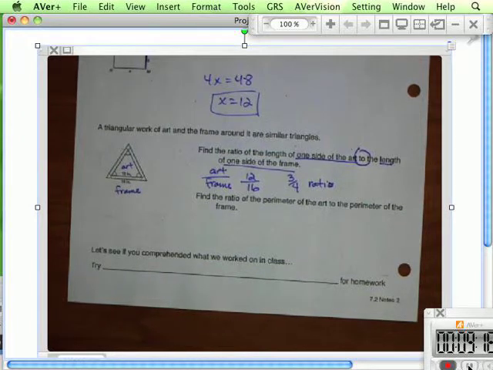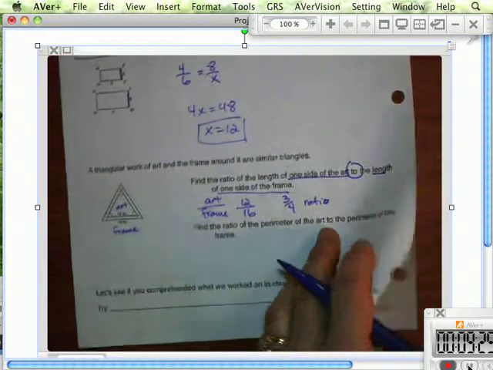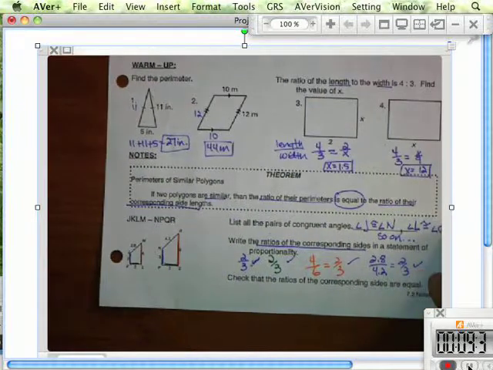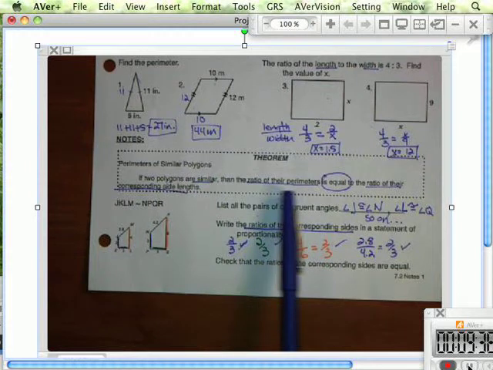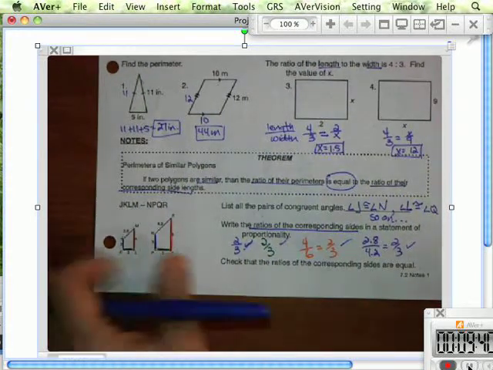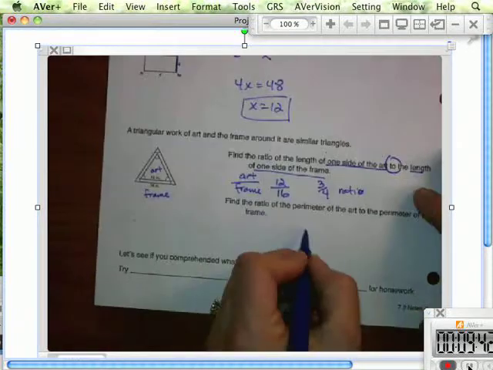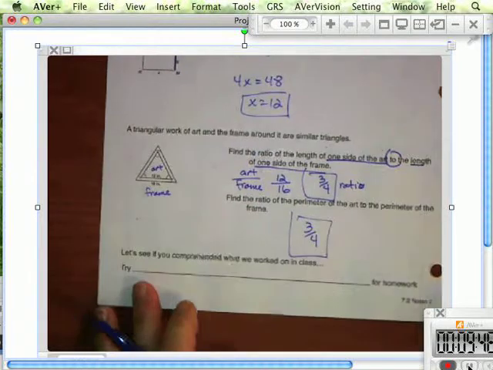Oh, wait a minute. Find the ratio of the perimeter of the art to the perimeter of the frame. Huh? What? Wait a minute. How do I do that? I do that based on the theorem. What did the theorem say? If the two polygons are similar, then the ratio of the perimeters is equal to the ratio of the corresponding side lengths. So it's the same number. Whoa. Check that out. Voila. Okay.